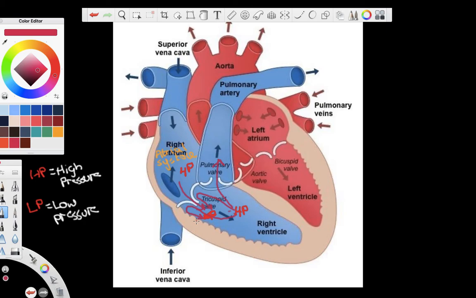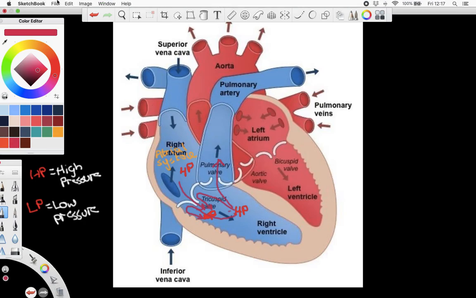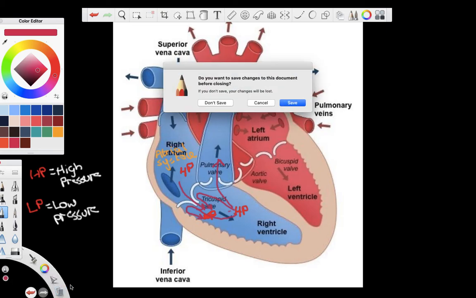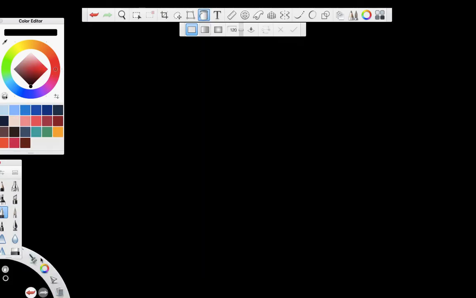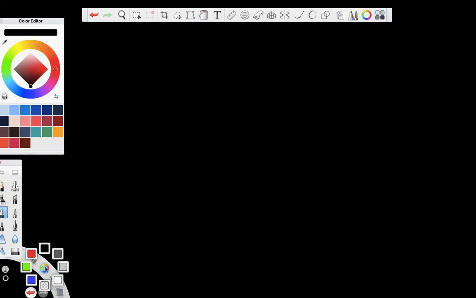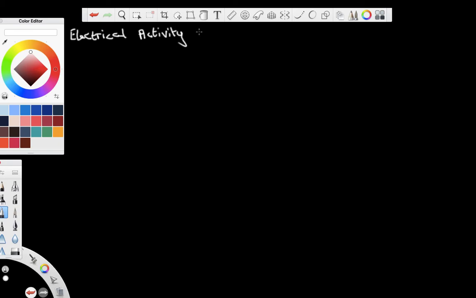So, let's crack on with this last bit. Because I am well aware that this video is quite long. However, we have got a double lesson, so it shouldn't be a problem. Can you put the subheading, please? The electrical activity of the heart. And underline it.